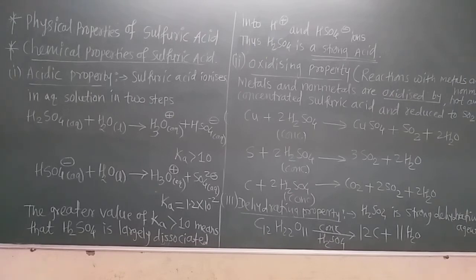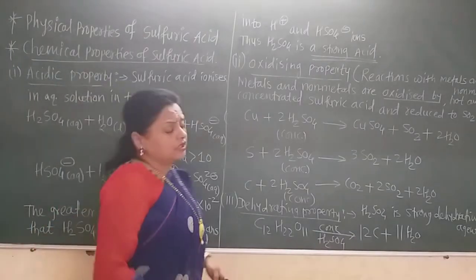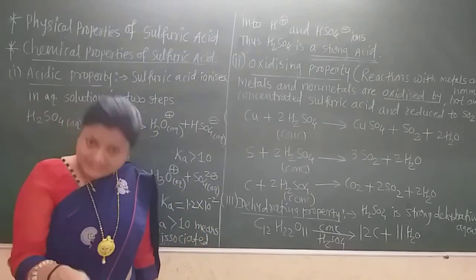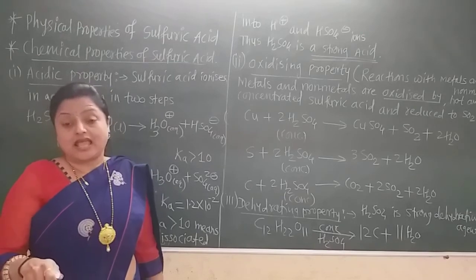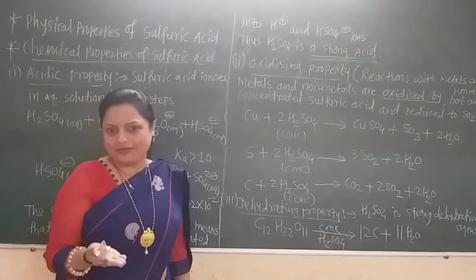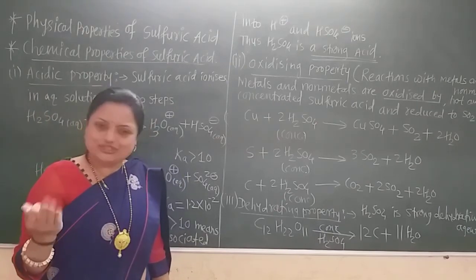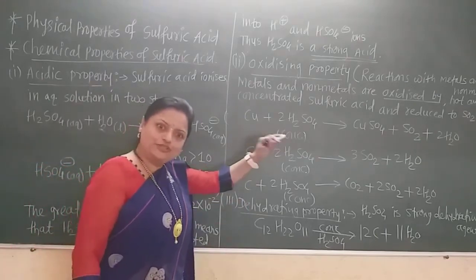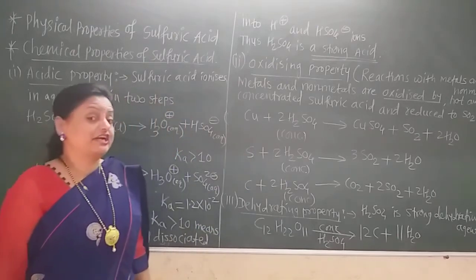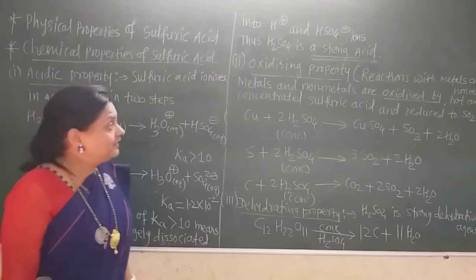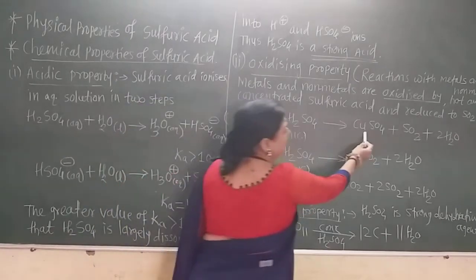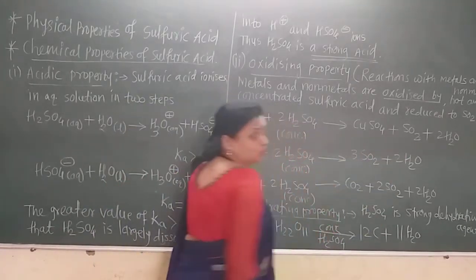Now the oxidizing property. In the oxidizing property, this sulfuric acid can oxidize metals and non-metals also. Sulfuric acid oxidizes metals and non-metals, and itself is reduced into SO2 gas. As it oxidizes metals and non-metals, itself must be reduced. Sulfuric acid must be reduced into sulfur dioxide gas. Now see, hot and concentrated sulfuric acid is required for the oxidation, and here the copper is oxidized into copper sulfate, and H2SO4 is reduced into SO2 gas.